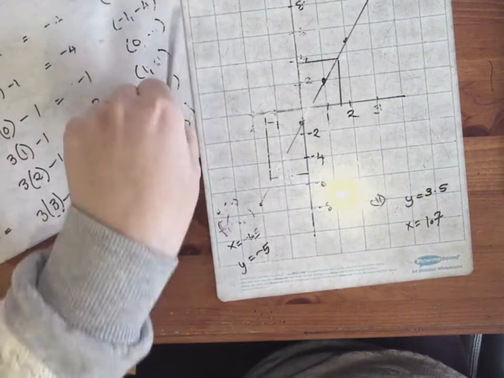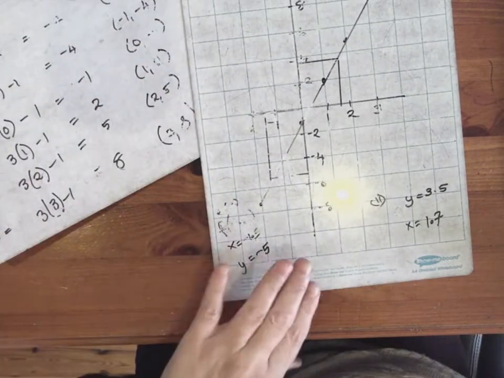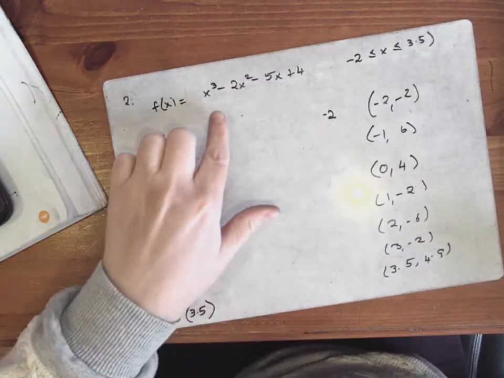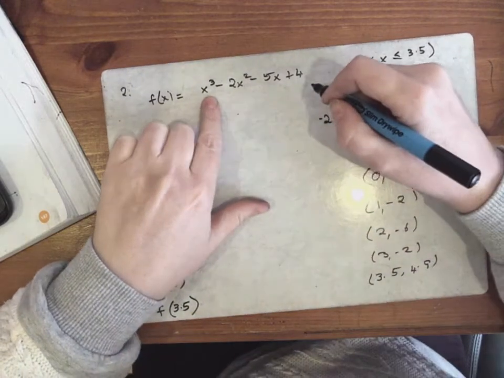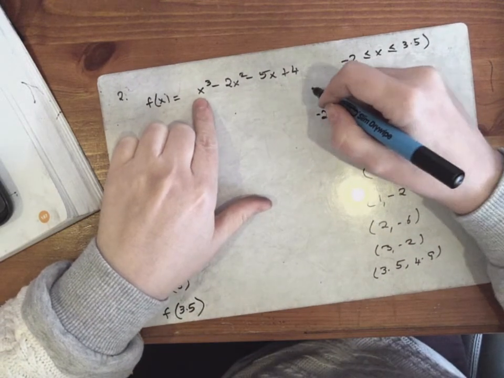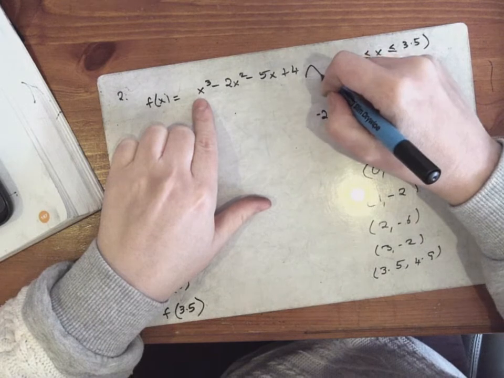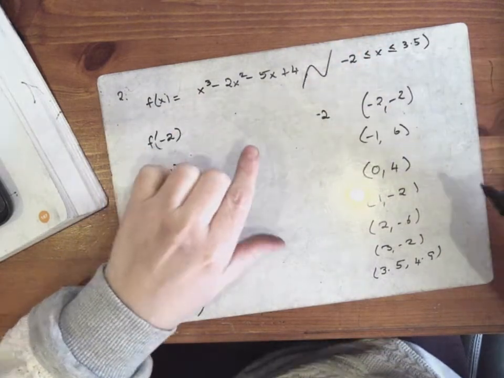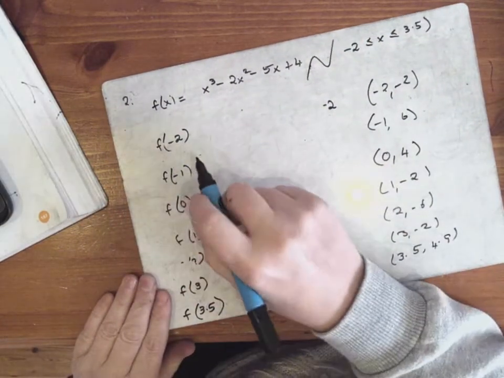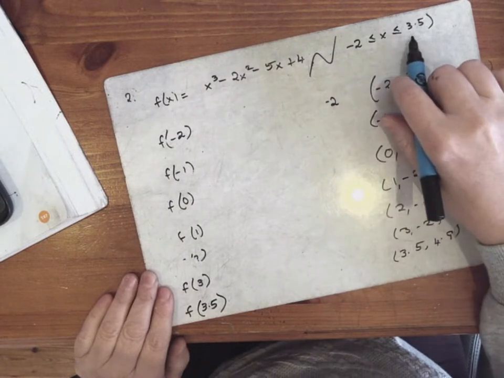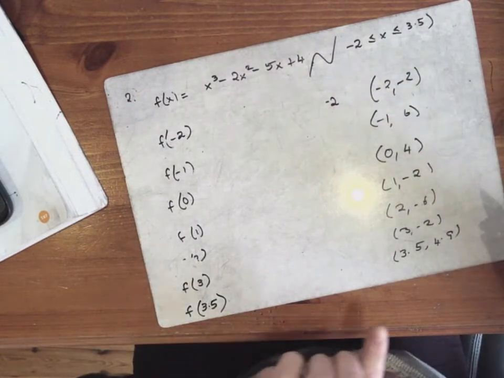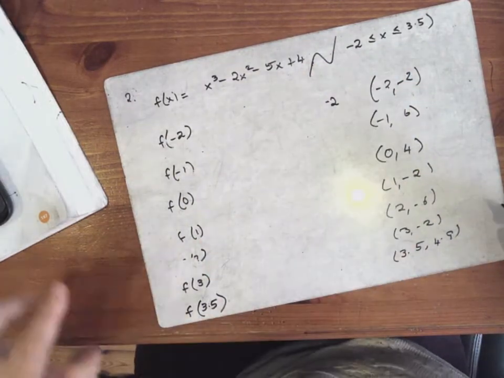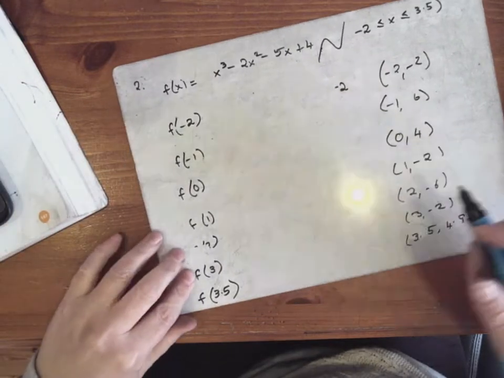Then I asked you to do number 2. Number 2 is a cubic equation. Just so you know, with a positive x cubed term, it finishes on a high, so it's going to look something like that. You have to graph it between minus 2 and 3.5, but because they've given you the answer to 3.5, we're just going to do minus 2 up to 3.